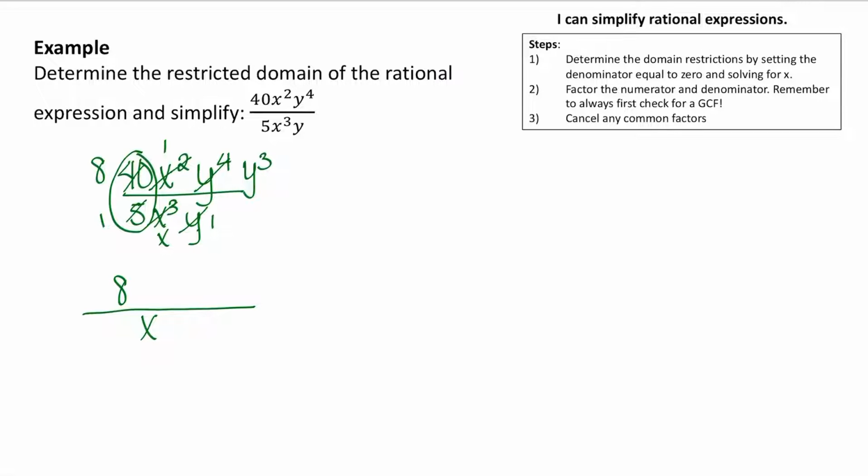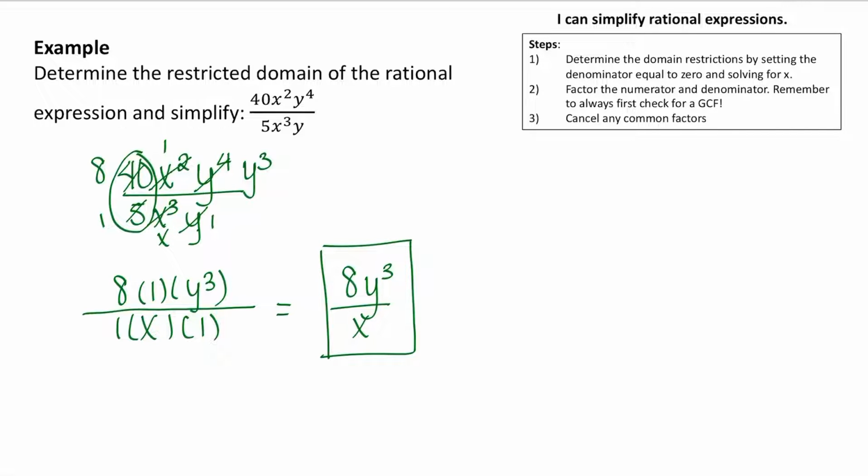So if I figure everything out, I have 8 times 1 times y cubed. And then in the denominator, I have 1 times x times 1. So that is just going to basically simplify to 8y cubed over x. And that is the simplified rational expression.